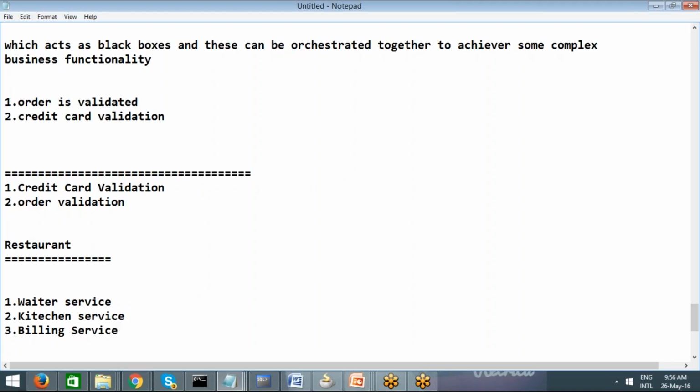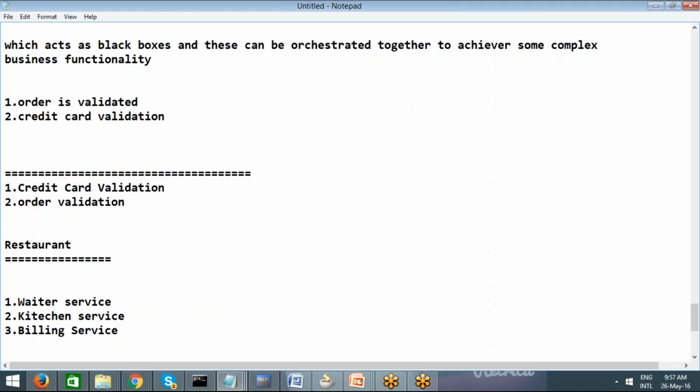So what happens in Pizza Hut is, first you go and get seated, then there is a waiter service which comes and takes your order. That order is passed to billing service as well as kitchen service, so that billing service can have an entry of that order, and the kitchen service should also have that entry so that they can start preparing that order, and that order is again passed to the waiter service.